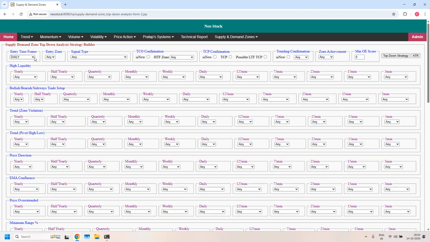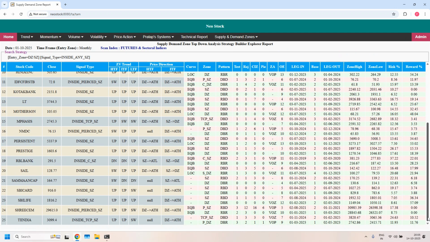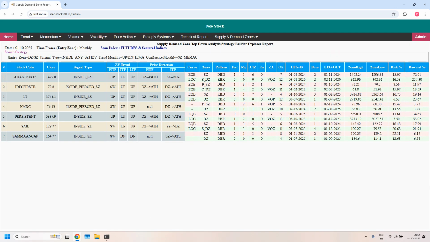Next, price closed inside the monthly supply zone. First 15 stocks in the list. Scrolling the list down, we got 25 stocks. We can further filter based on monthly supply zone having monthly EMA confluence, and also trend on the monthly should not be sideways. We got 7 stocks.